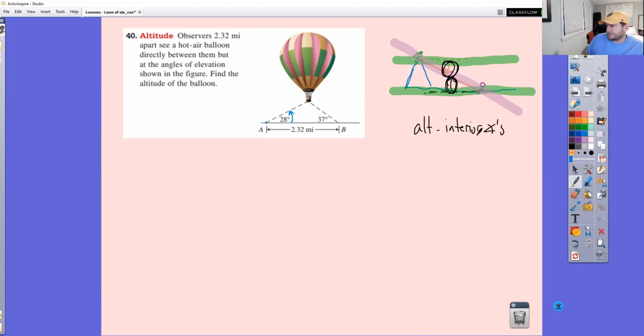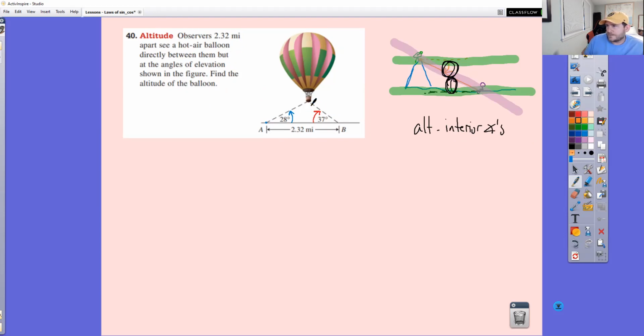So anyway, 28 degrees is the angle of elevation from person A, but person B, who's closer to the balloon, has a greater angle of elevation of 37. The distance between them is 2.32. This is another ASA problem. So you're going to do it exactly the same way that we did the first two. And what that means is, what are we finding? Finding the altitude of the balloon.